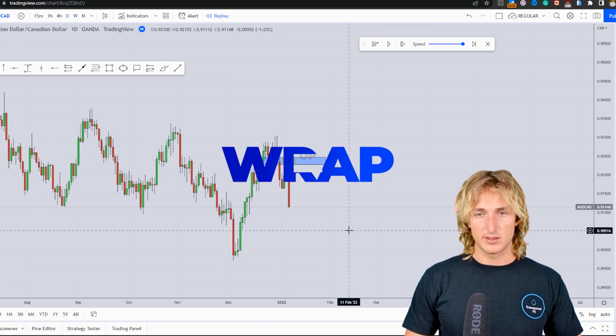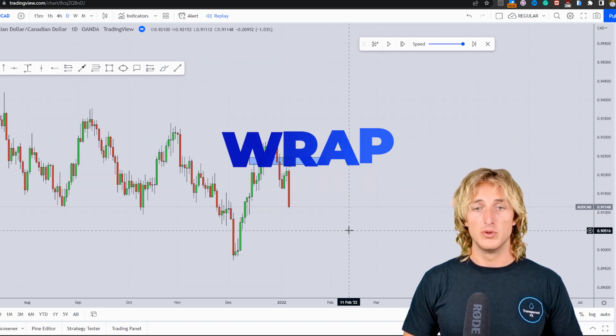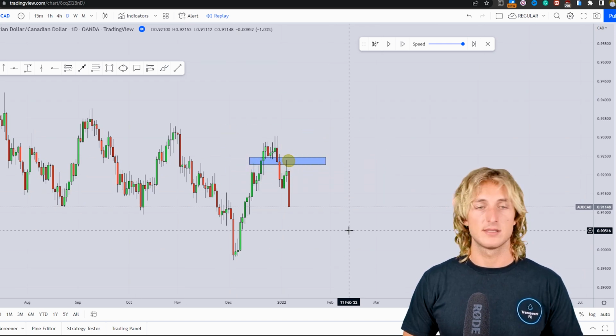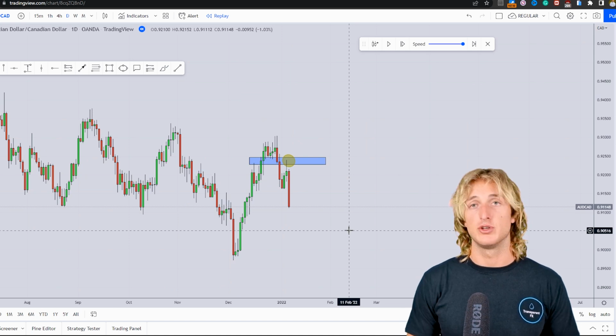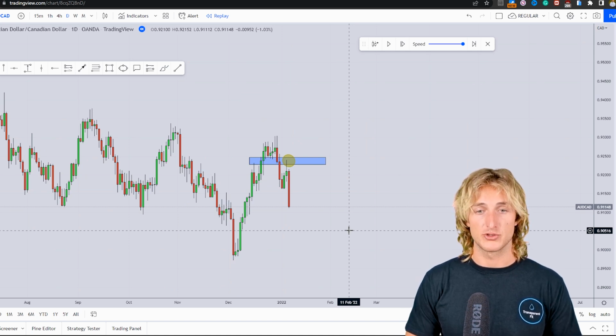So this is the pattern that I suggest to look into. You can backtest this pattern. You can potentially incorporate it in your own trading plan and trading strategy.